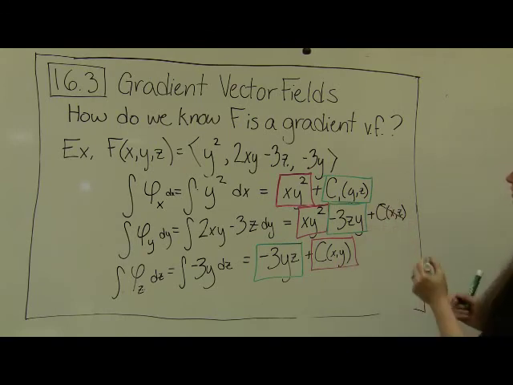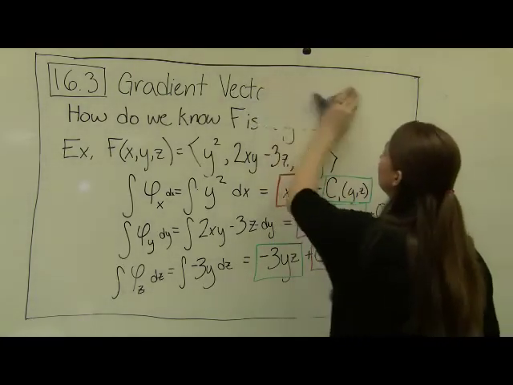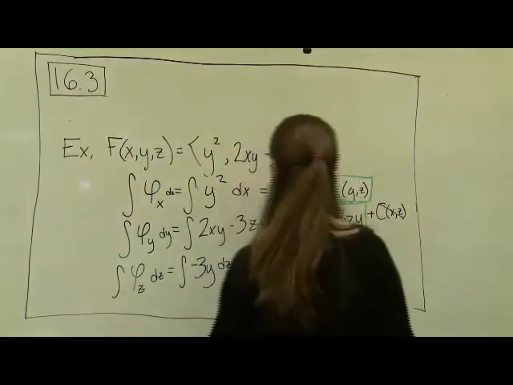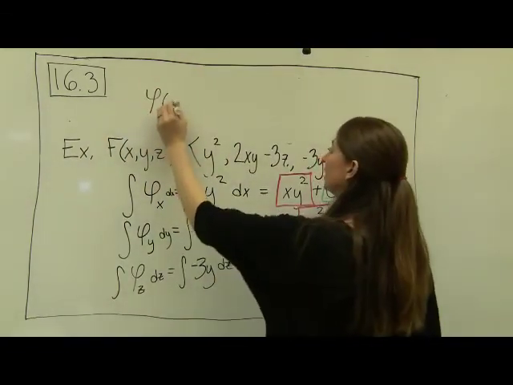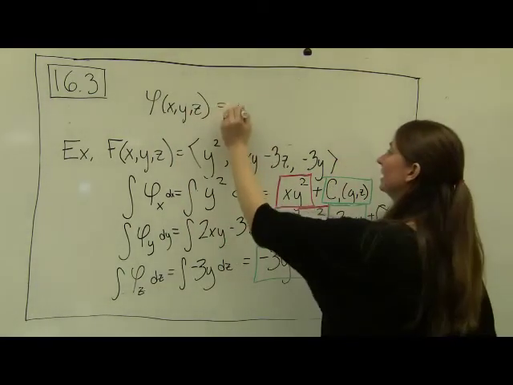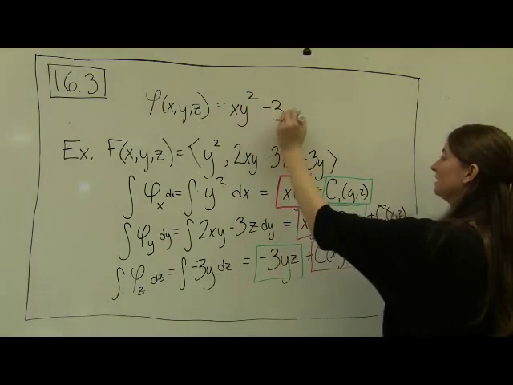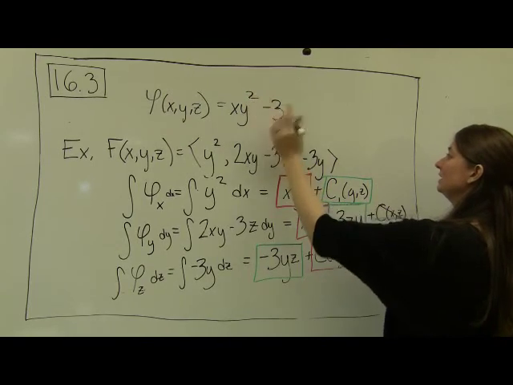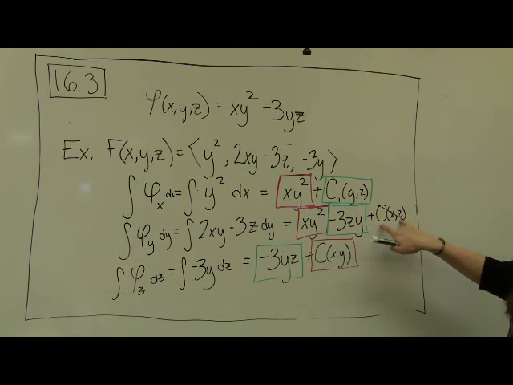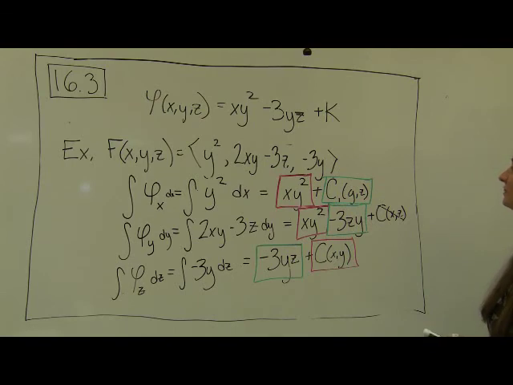And it means that our potential function in this case, after all the things that I circled, we just found out that our potential function of x, y, and z is going to have a term that has xy squared in it. It's going to have a term that has negative 3yz in it. And then this function of x's and z's doesn't actually exist, but it could have some constant on the end. It could have some constant term.